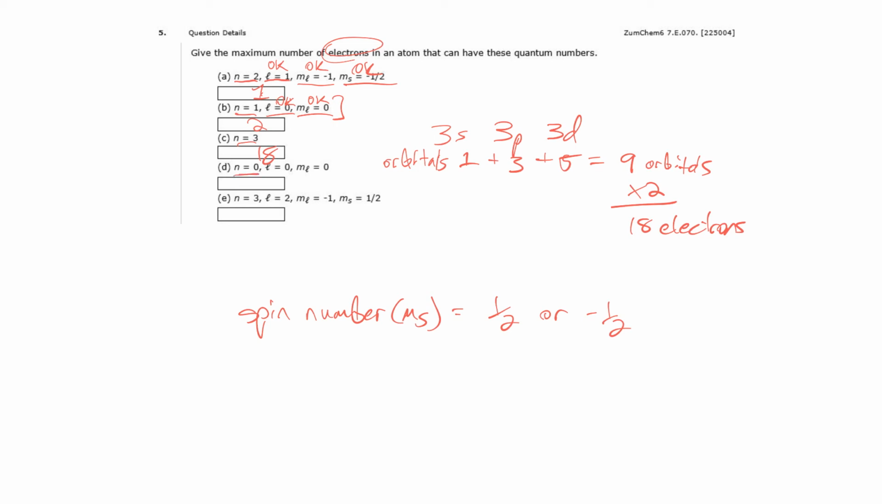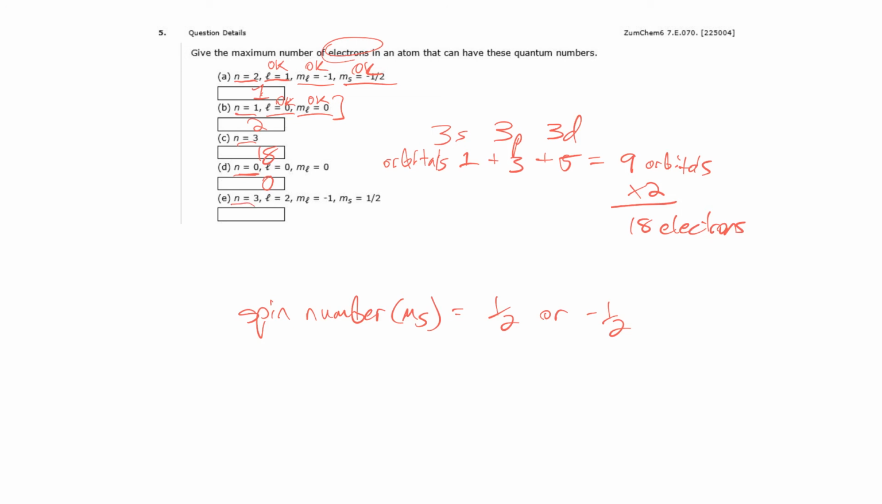Part D. Can n ever equal 0? No. The principal quantum number doesn't have an upper limit, but it does have to be a counting number. So it can be no less than 1, and you could only go up by whole numbers from there. You cannot have a principal number equal to 0. So this may seem like a trick question, but 0 electrons can have that set of quantum numbers because it's not a valid set. Last problem.